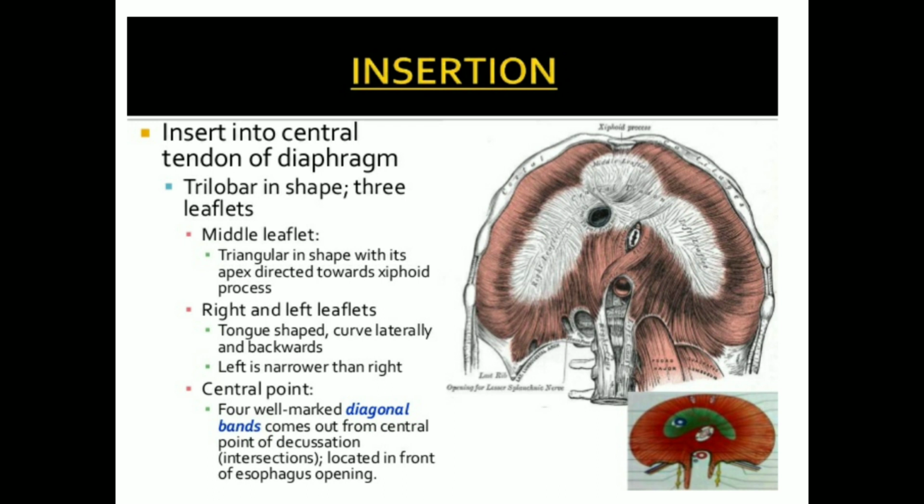See here, it is taking origin from the vertebrae. I told you, from the upper three lumbar vertebrae on the right, and on the left from the upper two lumbar vertebrae, and it is also taking from the ribs. All of these are getting inserted into a part here that is called the central tendon of the diaphragm. So the insertion is into the central tendon of the diaphragm.